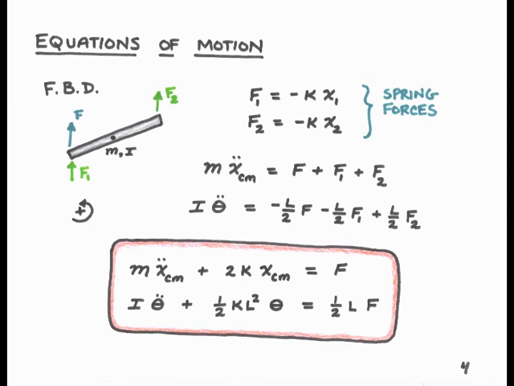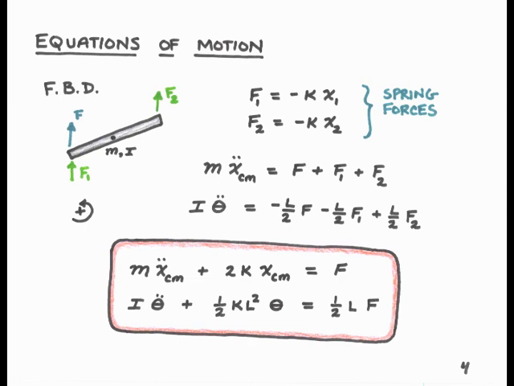I know the relationship between my spring forces and these displacements. F1 will be equal to minus k times x1, and F2 will be equal to minus k times x2. So, I can now write my equations of motion. I have m xcm double dot, that's the acceleration of my center of mass, equal to the sum of the forces acting on the rigid body, which is F plus F1 plus F2.